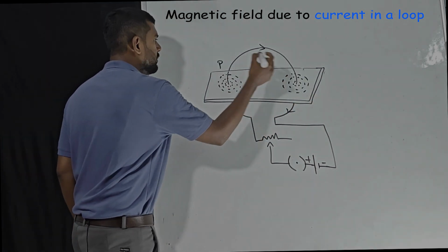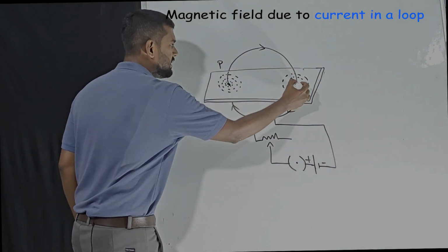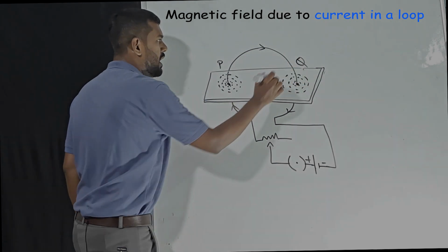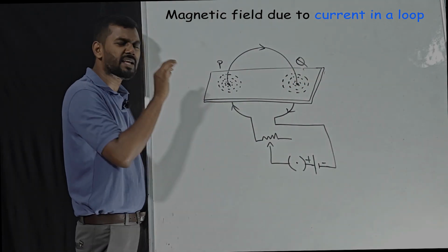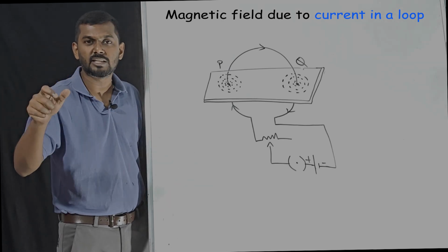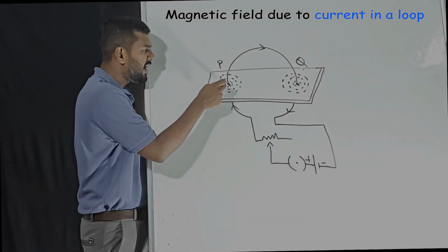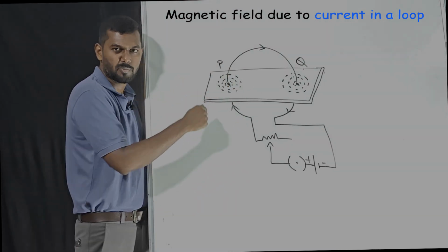Now assume this is a point P, and this is point Q. The vicinity at P, what do you mean by that? Vicinity is nothing but nearby. Vicinity at P means nearby the point P.